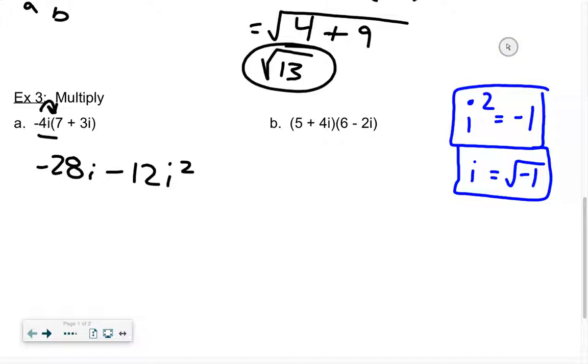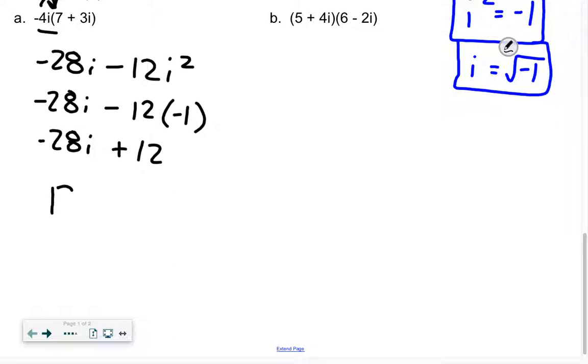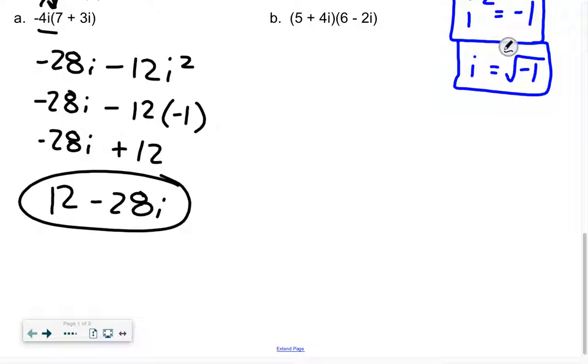Okay, so what does that mean for us? We can go ahead and substitute that in, which means that now becomes positive 12. And we like to write the real part first, followed by the imaginary part. 12 minus 28i. And there's our form a plus or minus bi.